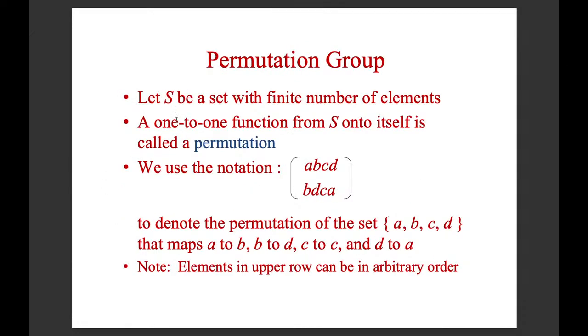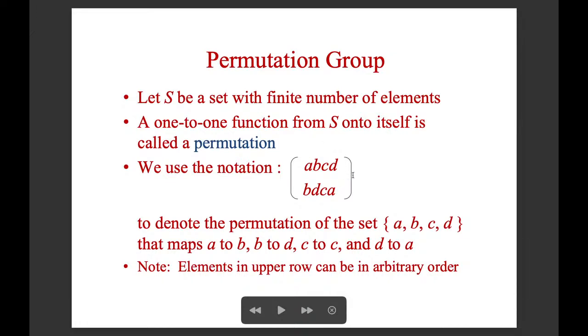Consider a set of elements. Let's call it S. There are a finite number of elements. We call this set of elements the ground set. And then we are very familiar with the meaning of a permutation. A permutation is a one-to-one function from S onto itself.